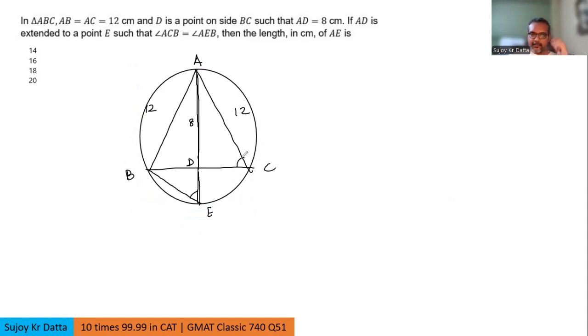As you can see here, first of all, we can just calculate the value of this, just in case we need it. BD, we have taken the midpoint, so we can very easily compute the value of BD. So it's root of 144 minus 64, so that is root 80. Let's keep that root 80 in case we need that.